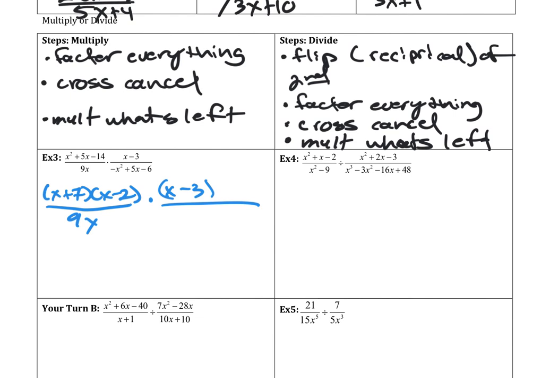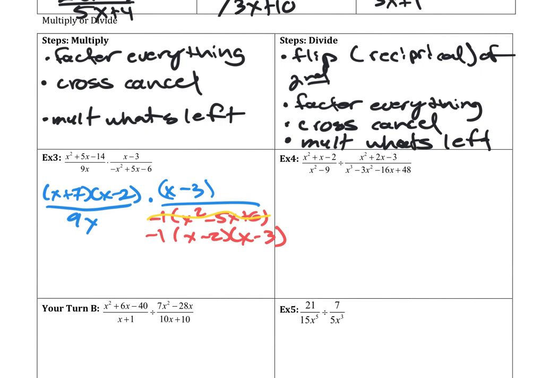And then for this bottom term, we have a couple options here. I'm going to start by taking out a negative 1, because it's kind of hard to factor a quadratic when you have a negative as your first term. So if I take out a negative 1, we now have x squared minus 5x plus 6. And then I'm going to go ahead and factor that, write it right underneath here. So what we'll have then is a negative 1 times an x minus 2 and an x minus 3.